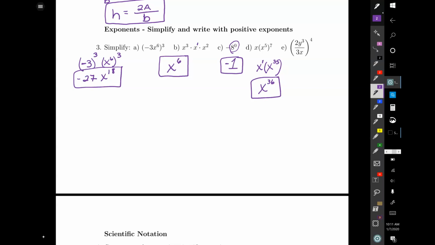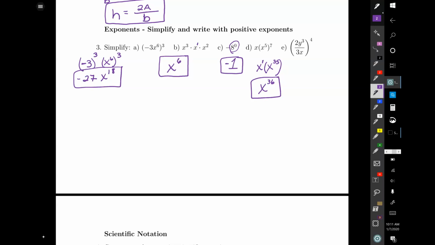Now on E, I have a few different things going on. You can always look in the parentheses to see if you can simplify first. So this one we have parentheses, and then a fraction: 2 times y cubed in the numerator, all divided by 3x in the denominator, close parentheses, and all of that is raised to the 4th power. If I look in the parentheses, I really don't see anything that I can reduce easily.